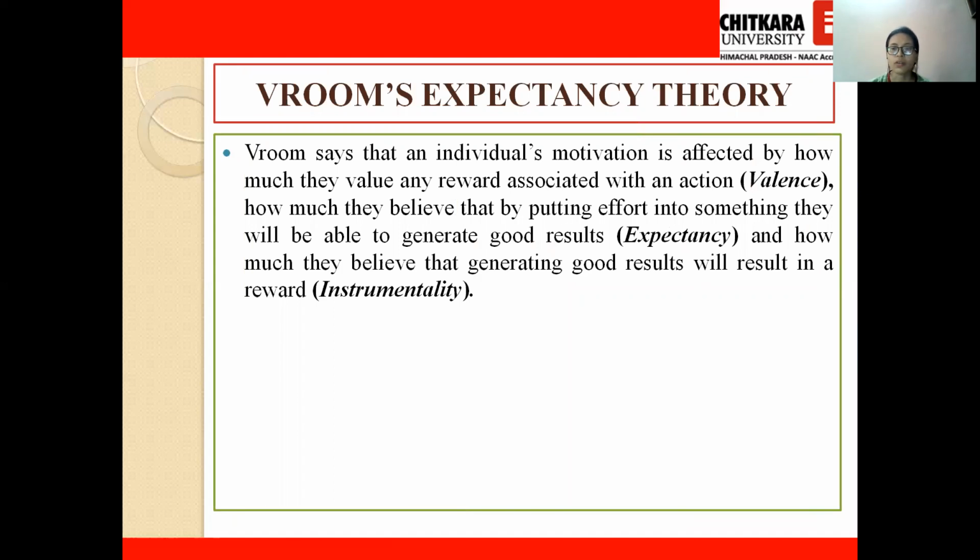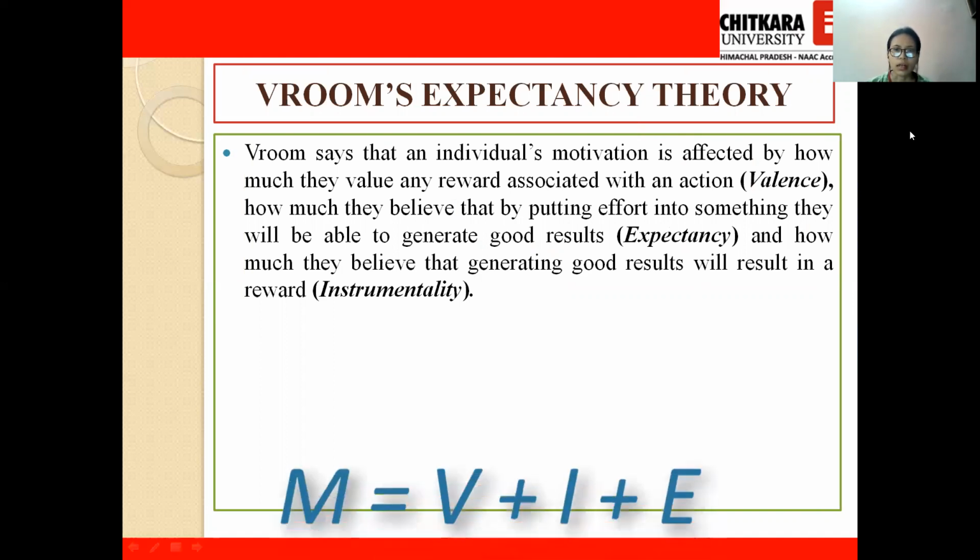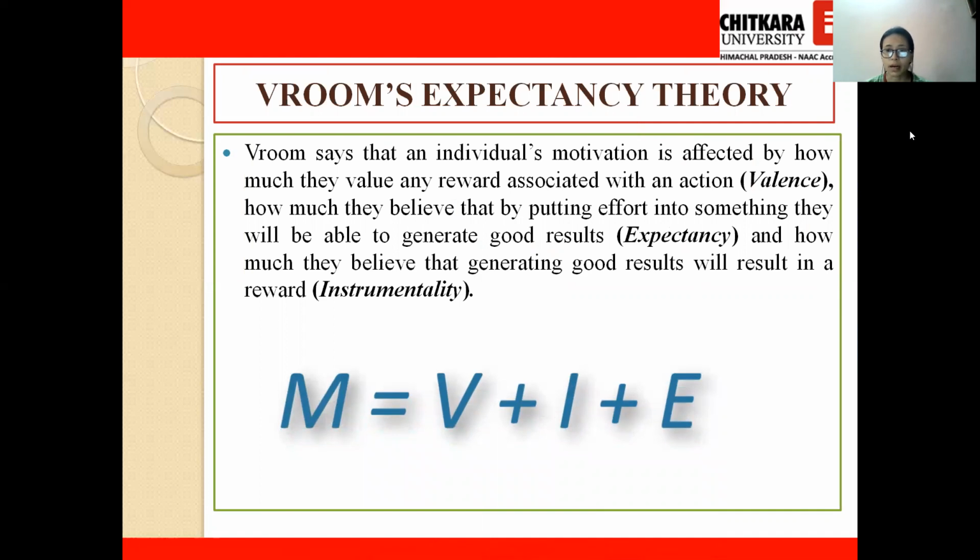Vroom says that an individual's motivation is affected by how much they value any reward associated with an action. Here, what it is mentioning is that an individual's motivation is influenced by three main things. The reward, that is valence, and the action. How much they believe that by putting effort into something, they will be able to generate a good result, that is expectancy. And how much they believe that generating good results would result in a reward, that is instrumentality. M stands for motivation, V for valence, I for instrumentality, and E for expectancy. I will let you know more clearly in the next slide.